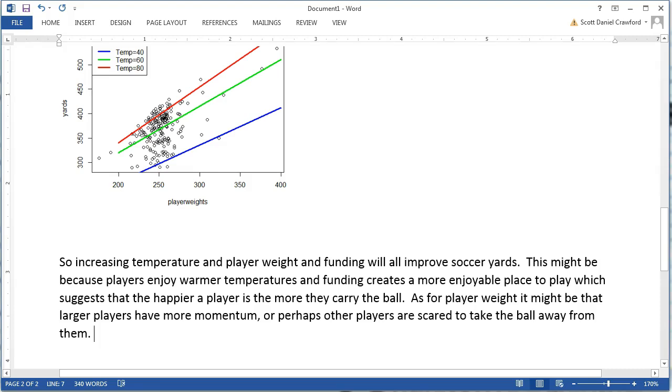And I'll be the first to admit I really don't understand why the heavier players are carrying the ball more, but it's fun to think about. I don't want to get in front of a 400-pound soccer player. It's got to be muscle, right? Muscle's heavier than fat.